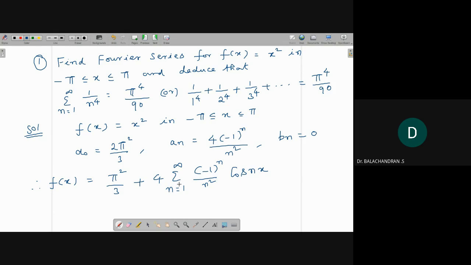So now Parseval's identity. Actually here you need to use one of three series: Parseval's identity for Fourier series, Parseval's identity for half-range cosine series, and Parseval's identity for half-range sine series. Here you need to use which one? Cosine series. Is it correct?